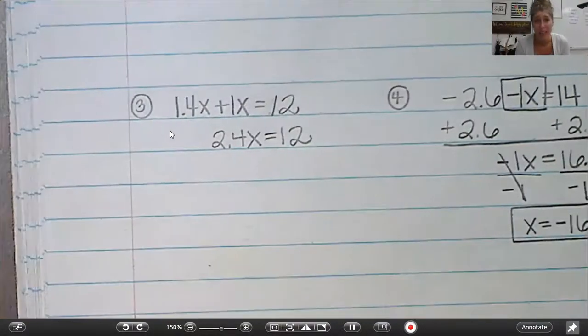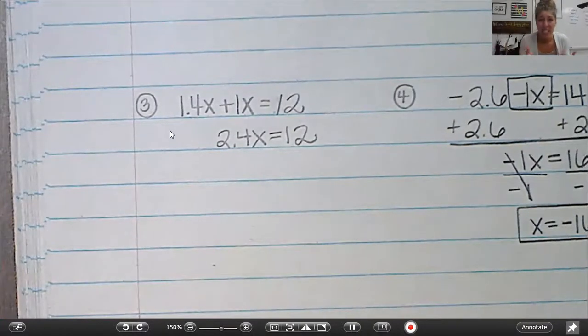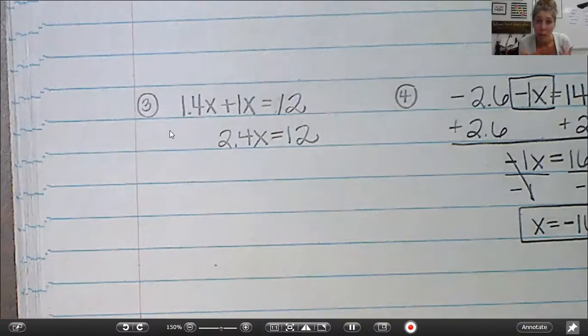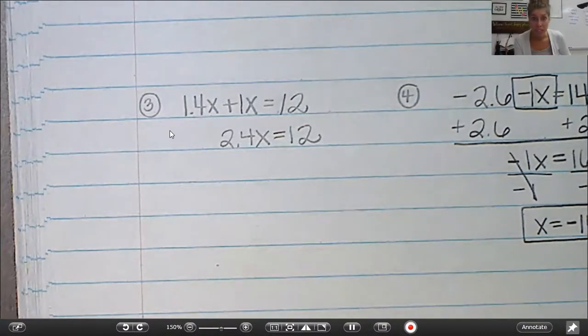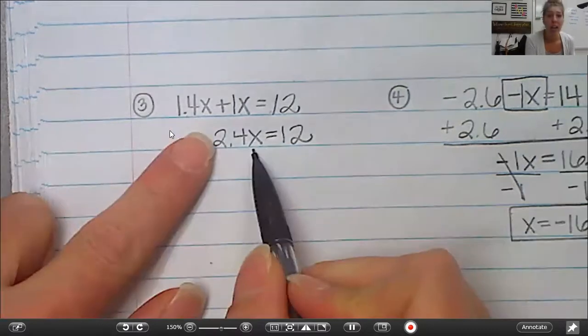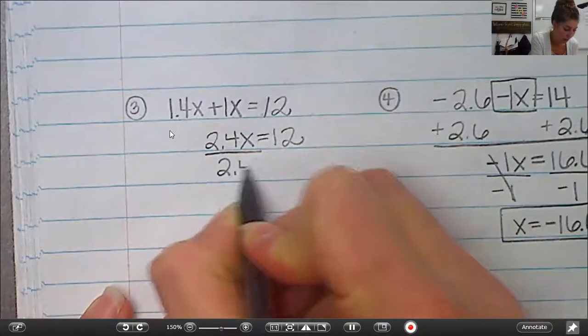We're not really going to see many of these until we get to multi-step equations. I have seen these sprinkled throughout your textbook, and I thought might as well show them. I know you guys can handle it. So combine like terms, and now we just proceed like normal. So I'm going to divide by 2.4.